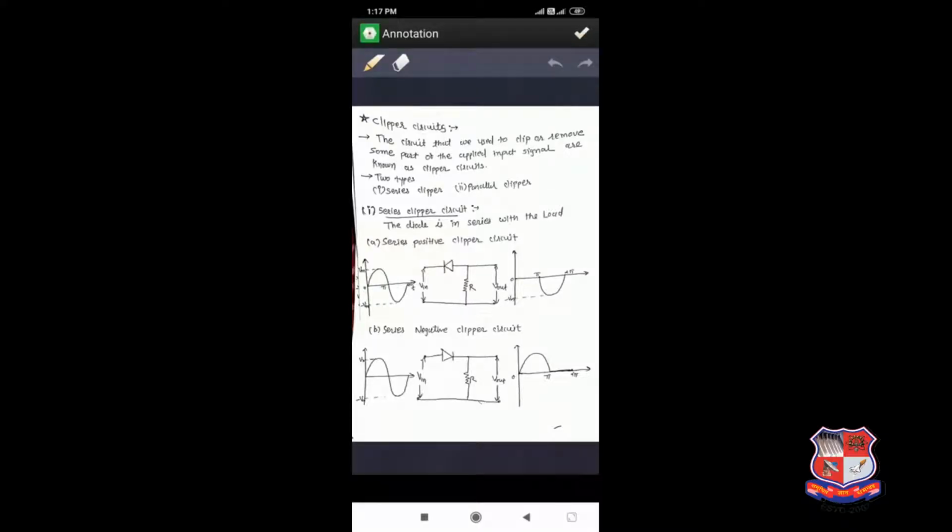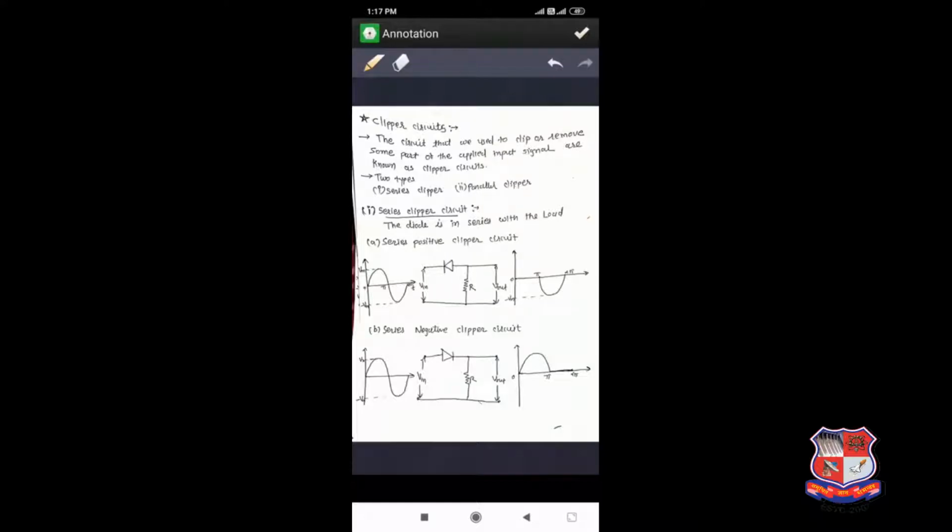Hello everyone. In this lecture, we are going to see about the clipper circuit. What is a clipper circuit? The circuit that we use to clip or remove some part of the applied input signal is known as a clipper circuit. These circuits are also known as limiters and slicers, and they are basically wave shaping circuits. These are used to protect electronic devices from over voltages. So clipper circuits are used as voltage protectors.